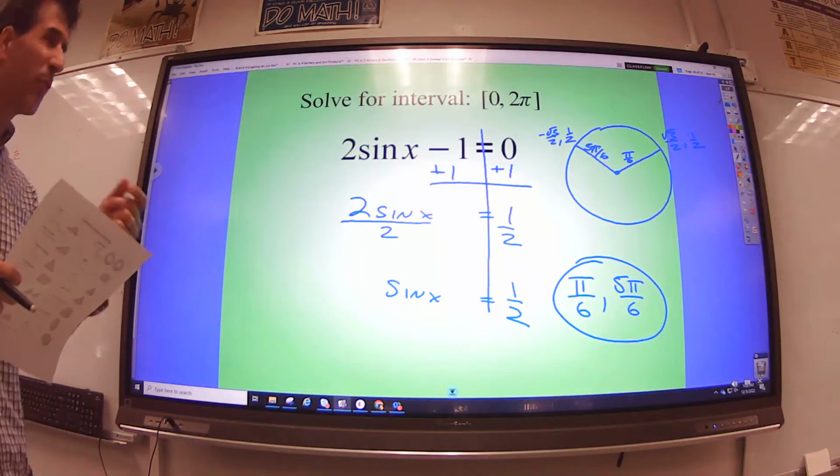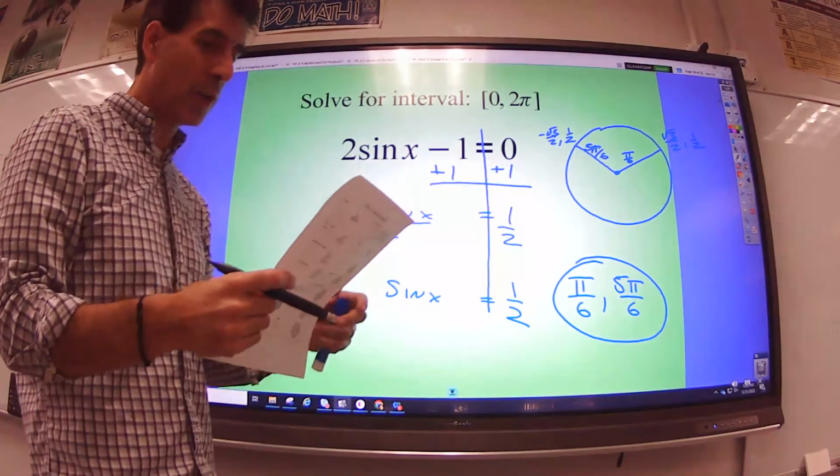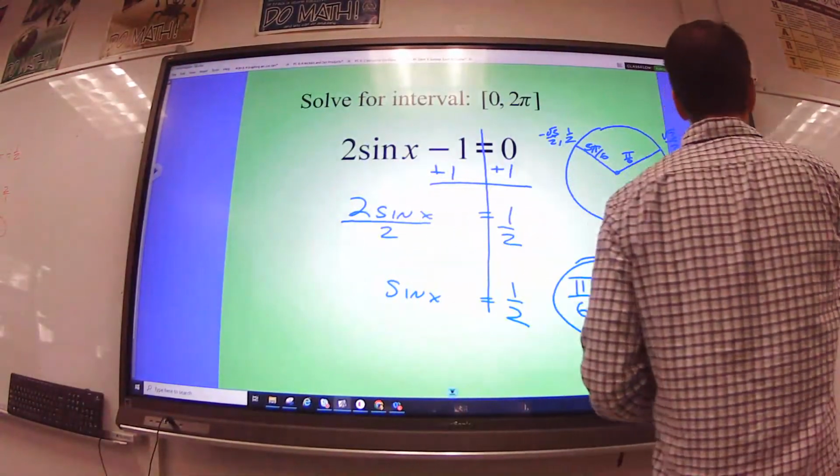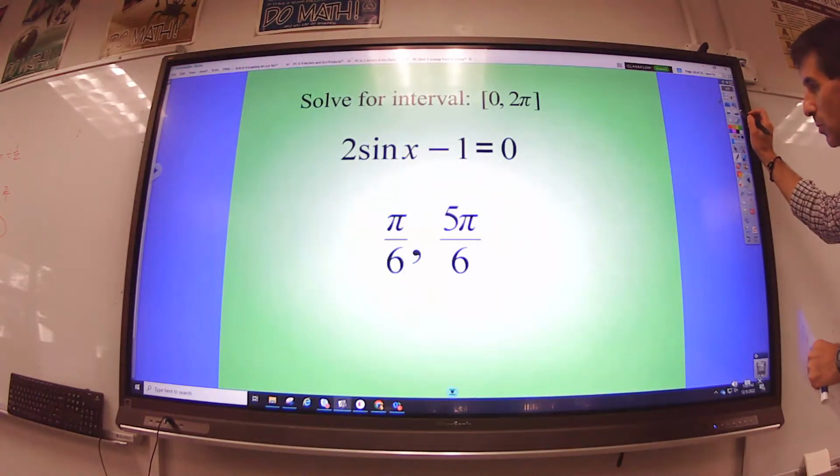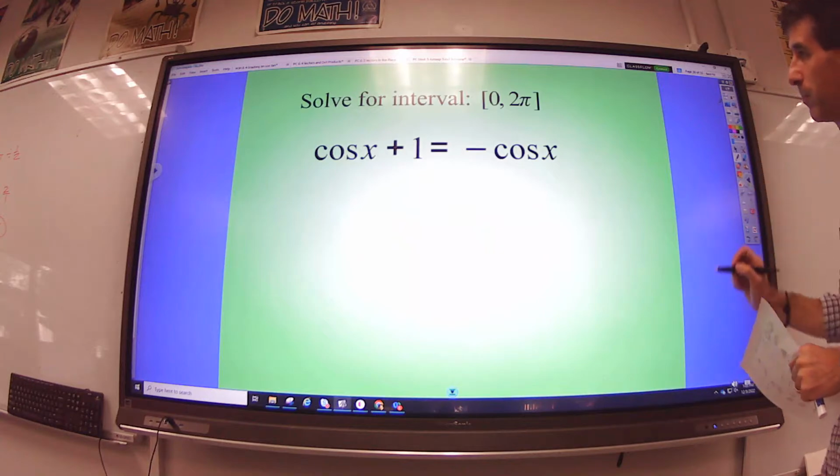Okay, pretty straightforward. You just kind of solve it and look for the sine of x equals 1/2. So pi over 6 and 5 pi over 6. All right.